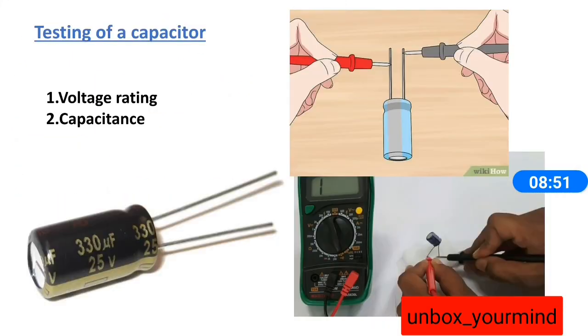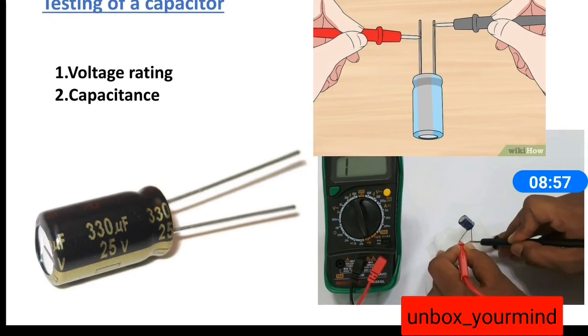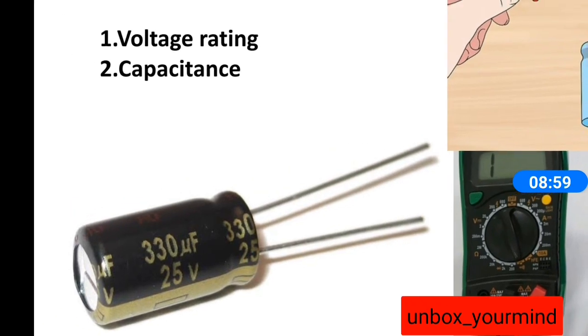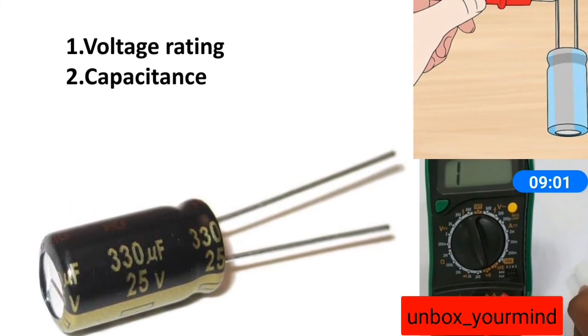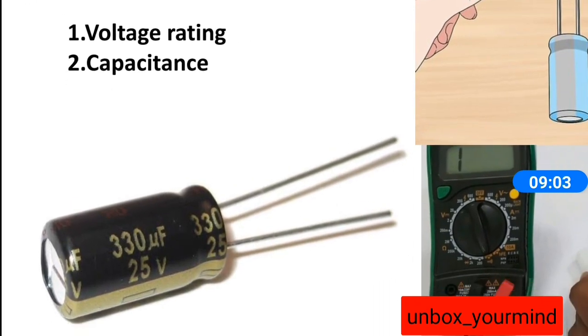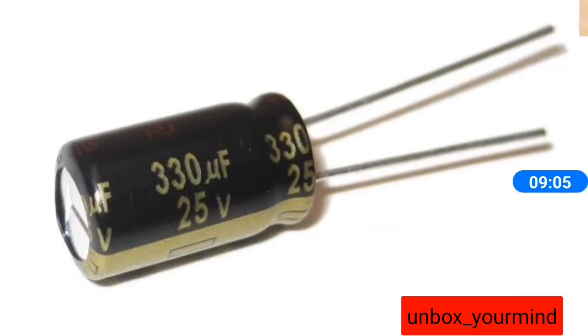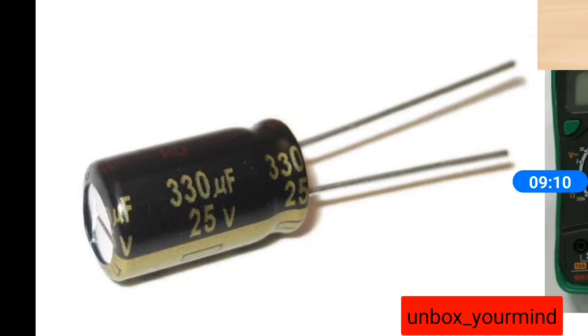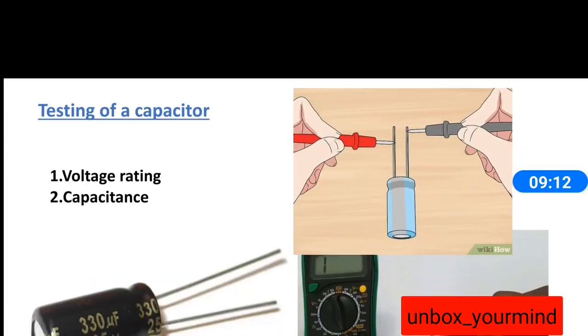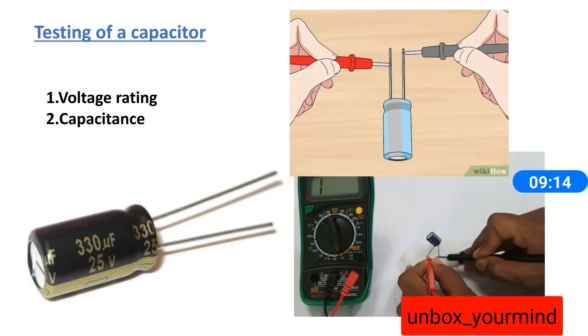And now, testing of a capacitor. Here's how to test a capacitor. First, two things you need to see in a capacitor: one is the voltage rating and the other is the capacitance. It will be mentioned on the capacitor itself, that is 25 volts and 330 microfarad for this capacitor. So we have to note two things, voltage rating and capacitance.